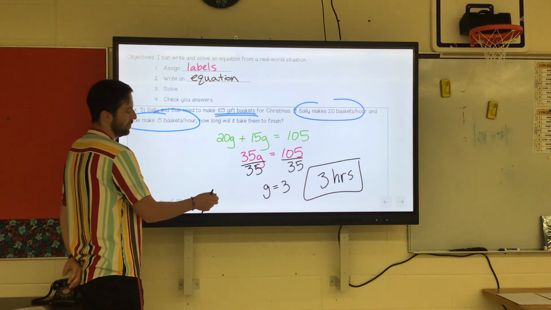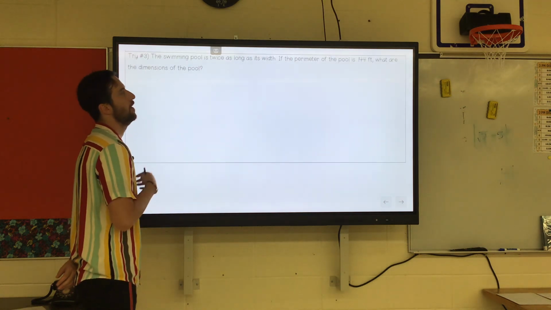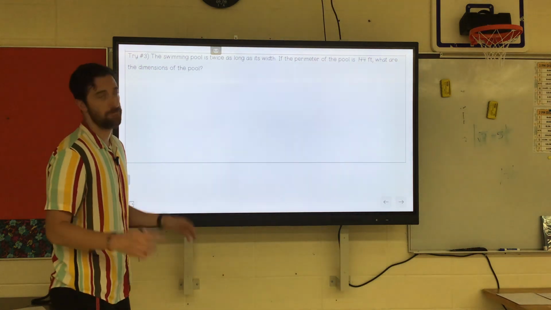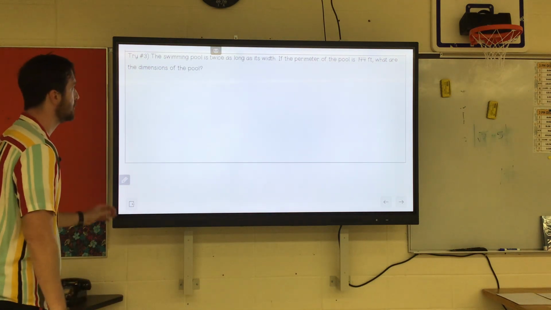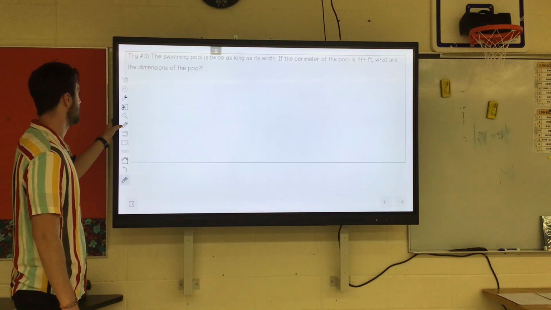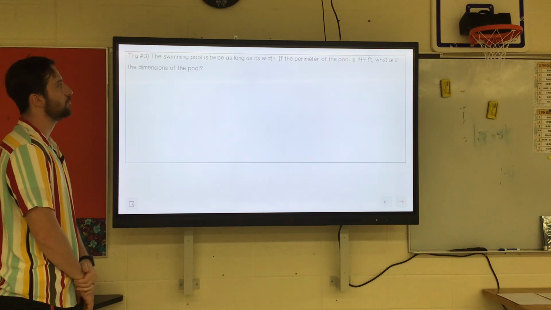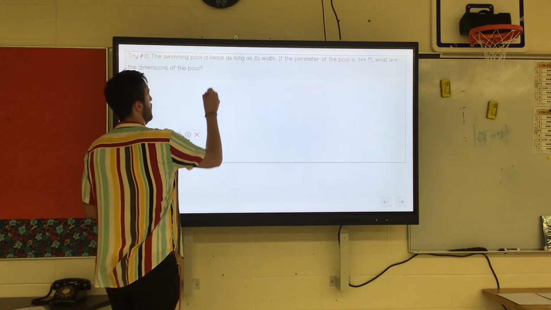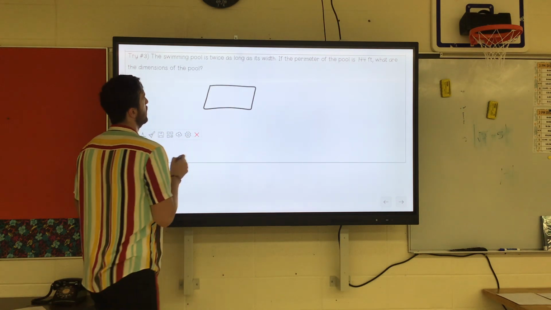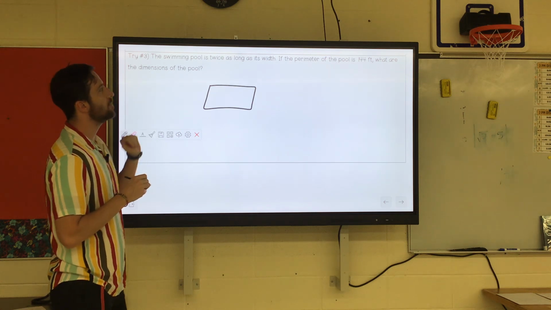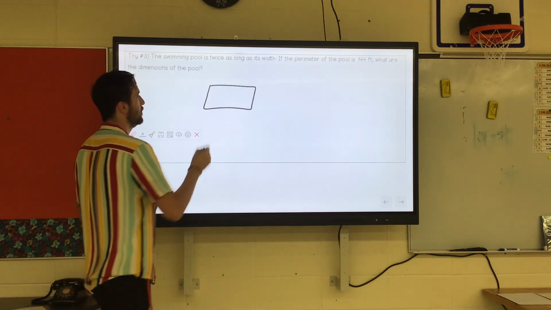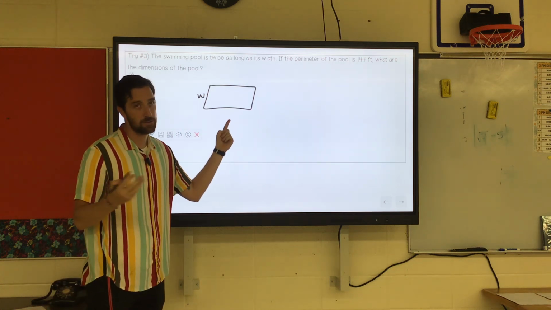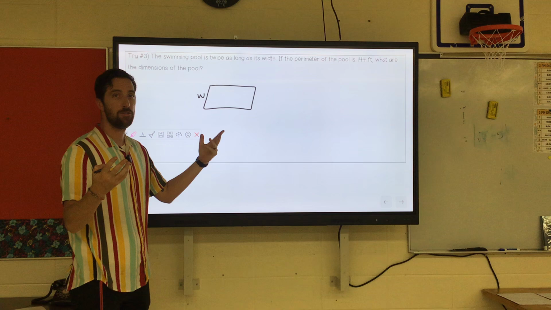Now it says to do this on your own. Feel free to pause, give it a whirl, but I'm going to talk through it on this one. The swimming pool is twice as long as its width. If the perimeter of the pool is 144 feet, what are the dimensions of the pool? Now this is a sweet pool, man, but it's twice as long as it is wide. So if I was to call its width W, and this is 2 times as big as that, we could call this 2W.